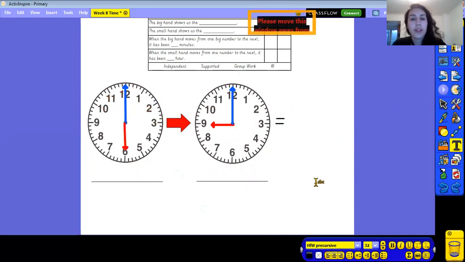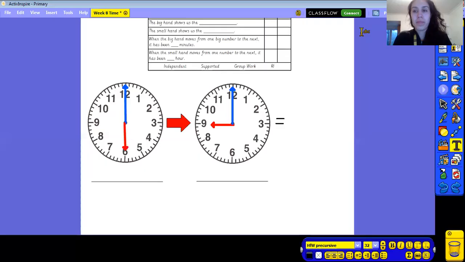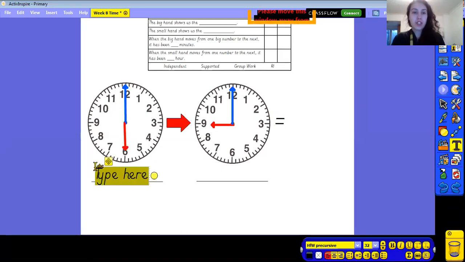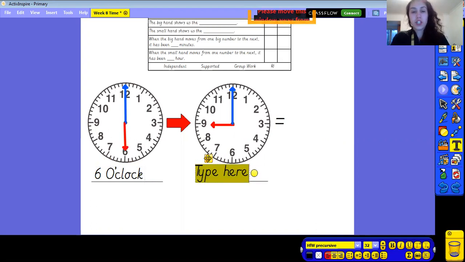Why don't you have a go at pausing the video and seeing if you can work out how much time has passed between the first clock and the second. Okay, so that first clock then, that minute hand is pointing straight up over the 12 and the hour hand is pointing down at the 6. So we know that it is 6 o'clock, and this one is showing us 9 o'clock. Well done if you identified those times correctly.